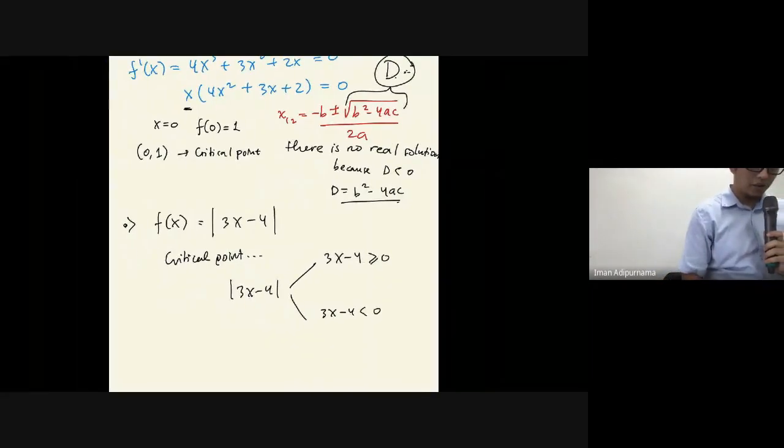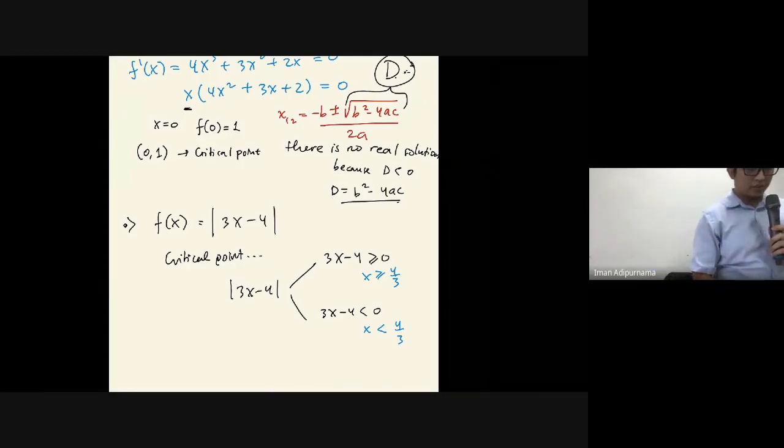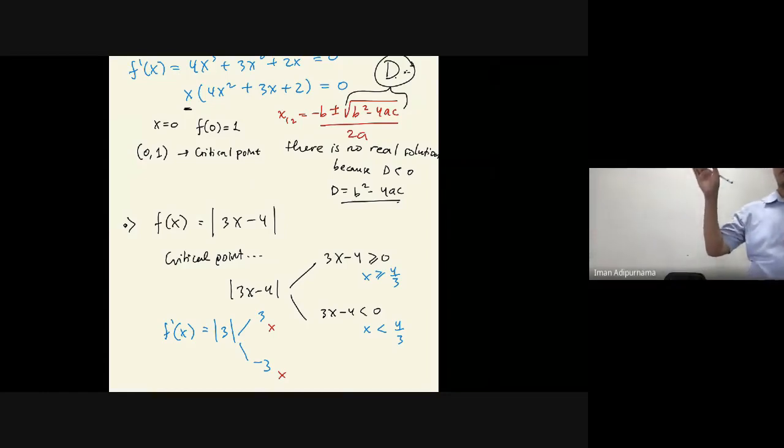So the x will be greater than 4/3. The x will be less than 4/3. Okay, and then maybe you want to derive. You want to derive the f prime. This can have absolute of 3, meaning you have 3 and negative 3. But again, you have the conditions where the x is related to 4/3. This is greater than 4/3.